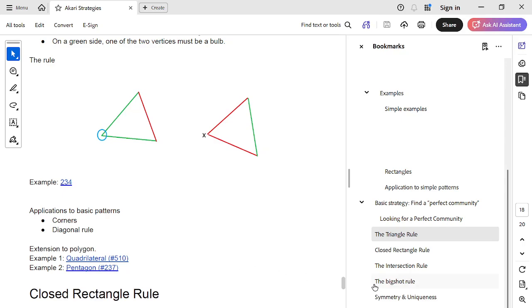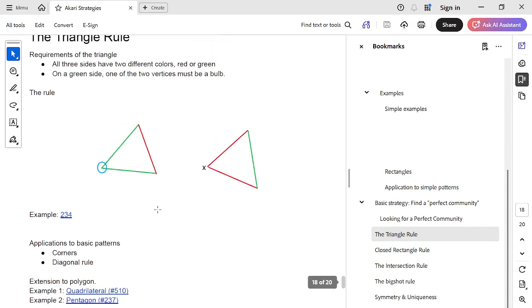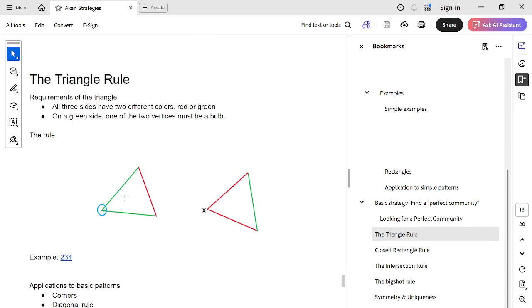Let's discuss more strategies. Remember, on the red line, there's no more than one bulb. On the green line, there's at least one bulb. And on the white line, there's exactly one bulb. So let's look at the triangles satisfying two conditions.